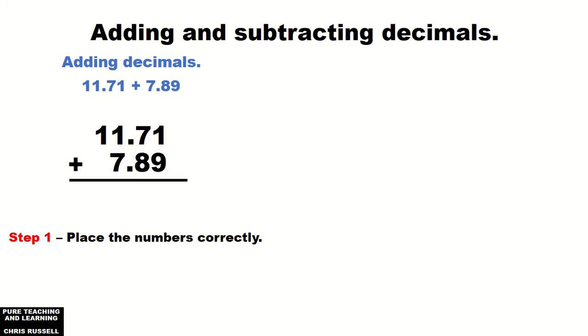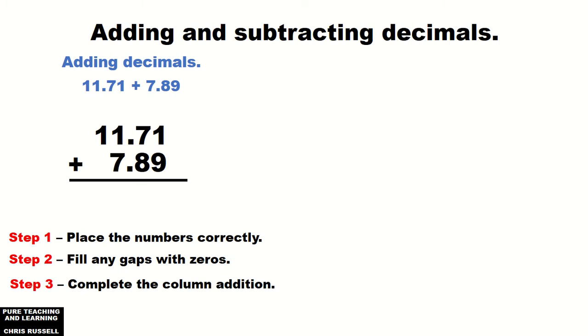So here we go, make sure that each number is in its appropriate column. Fill any gaps with zeros. In this case we don't need to. Step 3, complete the column addition.